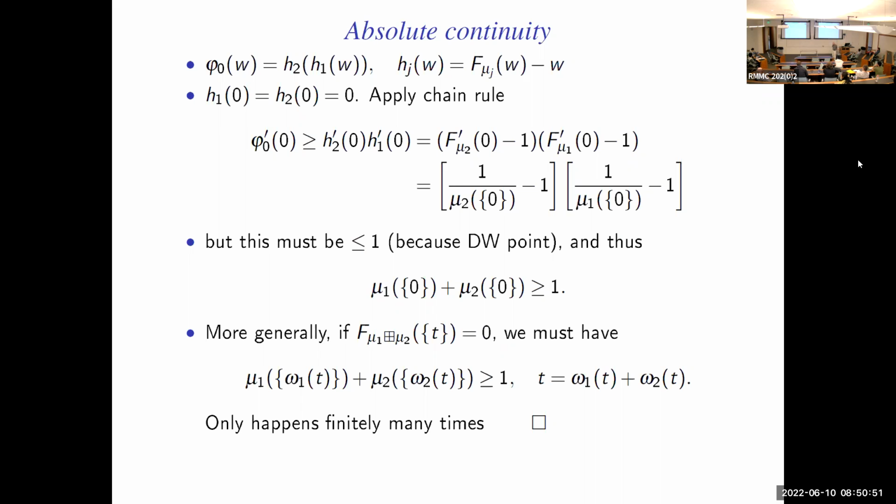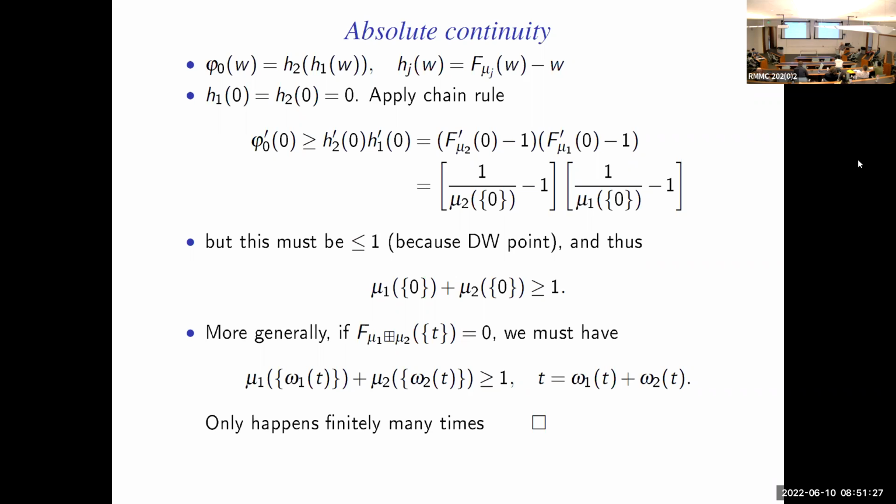Okay. In the more general case, when I don't have 0 as my point, say f mu1 convolved with mu2 at the point t is equal to, that's a function of t, right? Value at t is equal to 0. Well, omega 1 of t and omega 2 of t have some values. And we conclude that mu1 at omega 1 of t plus mu2 at omega 2 of t is greater than or equal to 1. So basically, you can translate everything to 0 by just translating the measures mu1 and mu2. So that's not a difficulty.